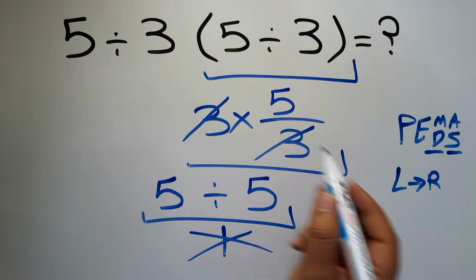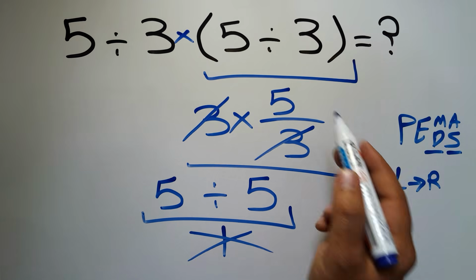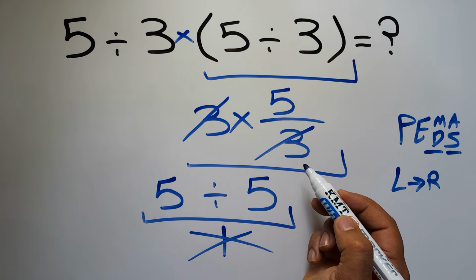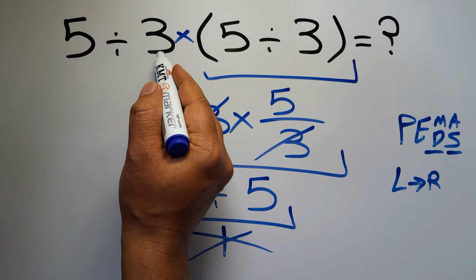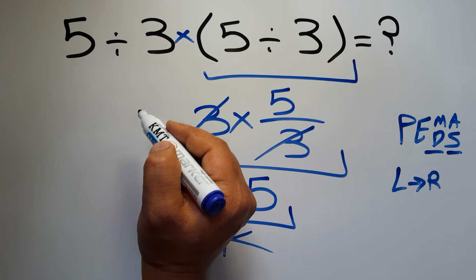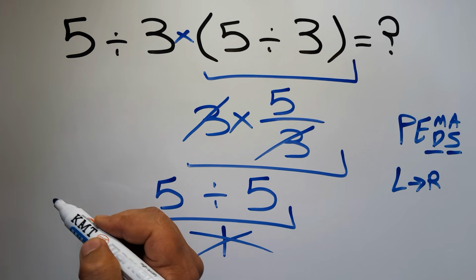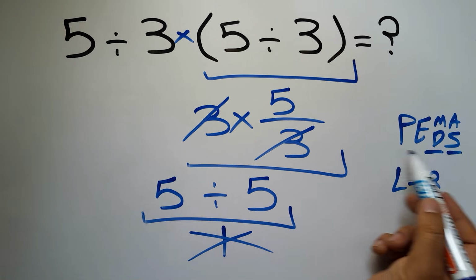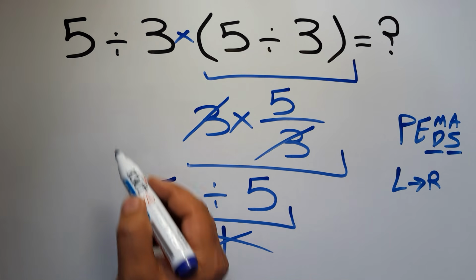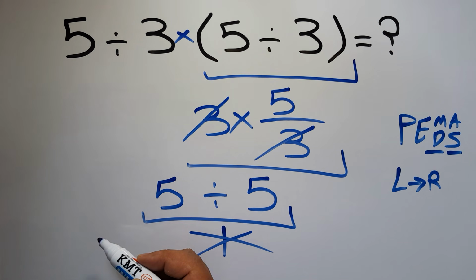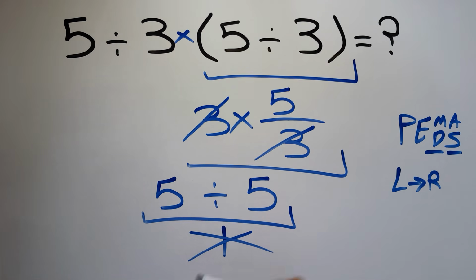In this expression, we have one division, one multiplication, and one parenthesis. Inside this parenthesis, we have one division. Here we have a multiplication, because in mathematics, when a number is placed next to parentheses, it means multiplication. And we usually don't write the multiplication sign for brevity. Okay, so according to the PEMDAS, first we have to do this parenthesis, then this division, and finally this multiplication. If we do this multiplication before this division, it is wrong.